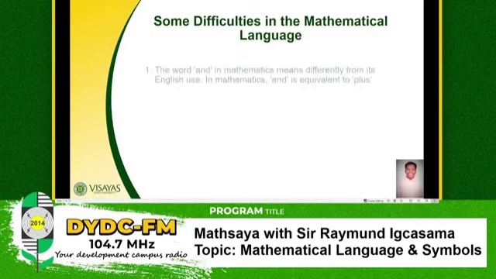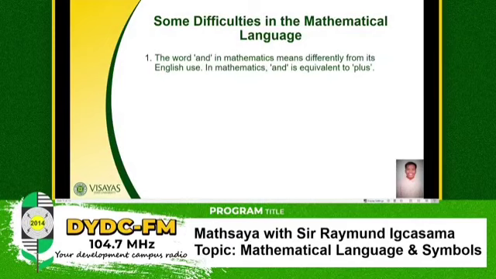Alright, so next slide. We have some difficulties in the mathematical language. These are some of the difficulties experienced by students in dealing with mathematical language.